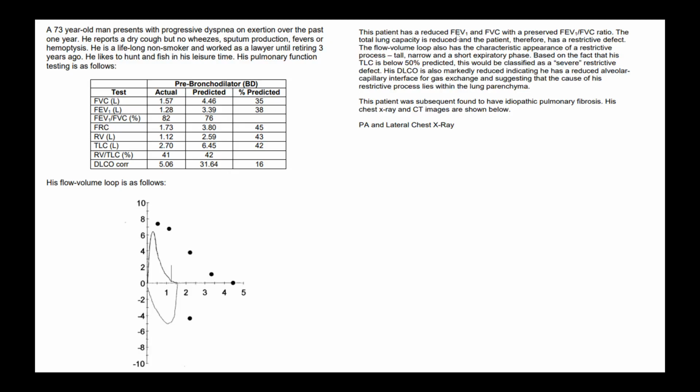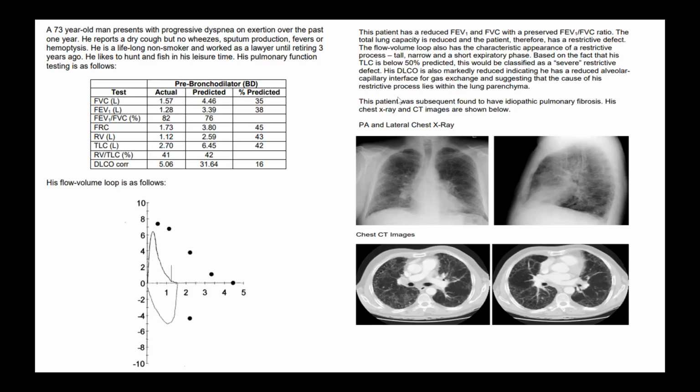The patient has reduced FEV1 and FVC, but a preserved FEV1/FVC ratio. And the total lung capacity is reduced, so this is a restrictive defect. The flow volume loop also has the characteristic long tail appearance. So these are all the test criteria. So this is a restrictive lung disease with a diffusion defect.